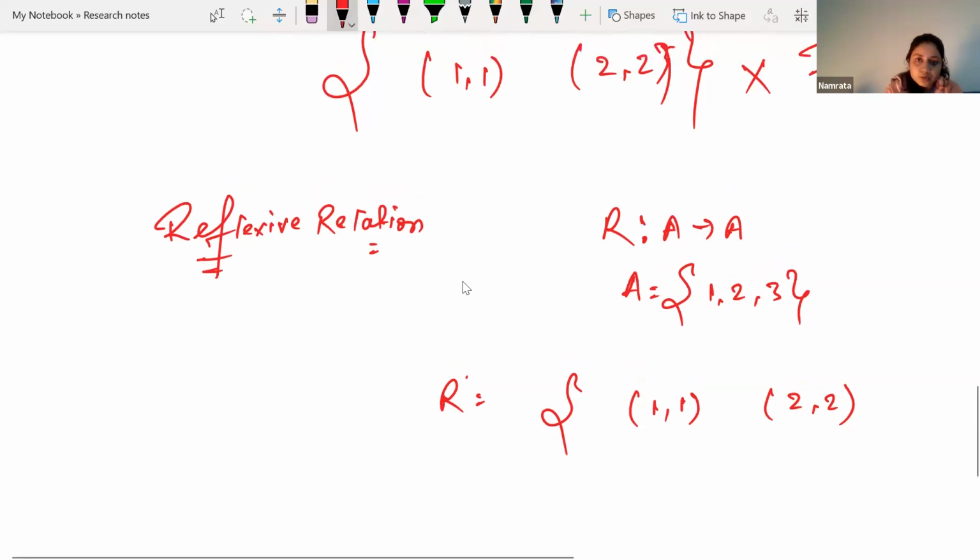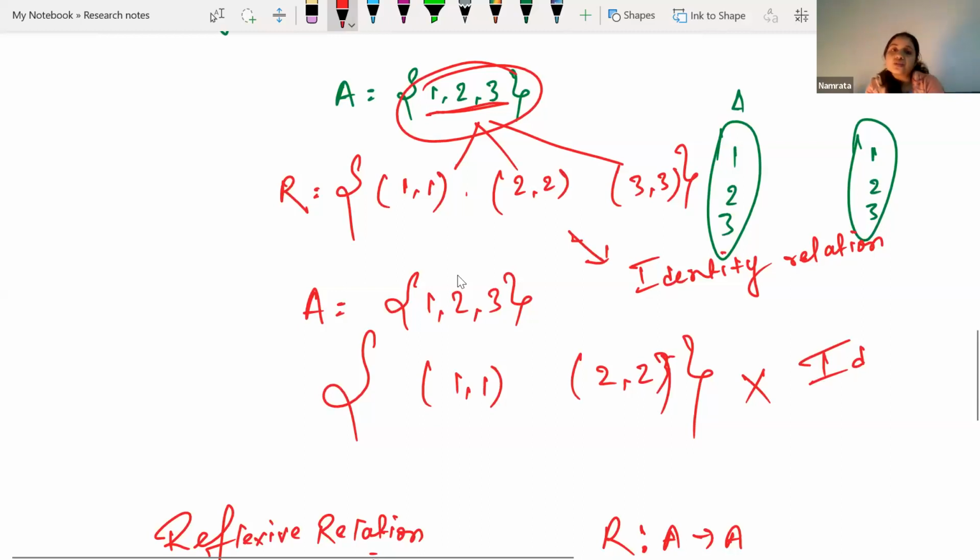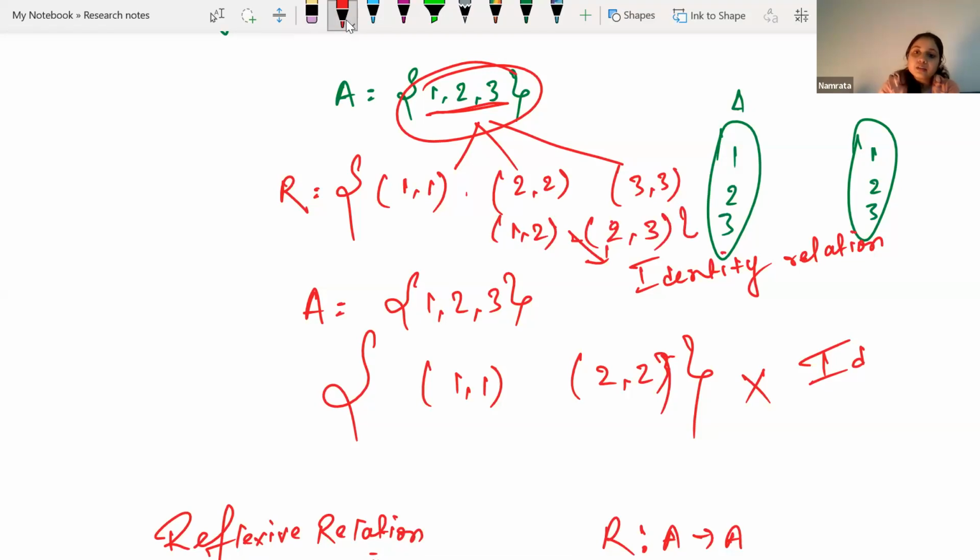And one more thing I want to mention over here. For the identity relation, the ordered pairs must be 1 with 1, 2 with 2, 3 with 3, and no other element must be there. If we have 1 with 2 over here, or maybe 2 with 3, if these are also there, then we can say it's not an example of identity relation. So in identity relation we have ordered pairs 1 with 1, 2 with 2, 3 with 3, and no other ordered pair must be there.